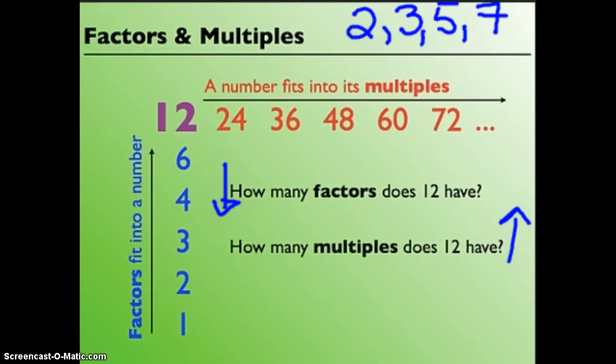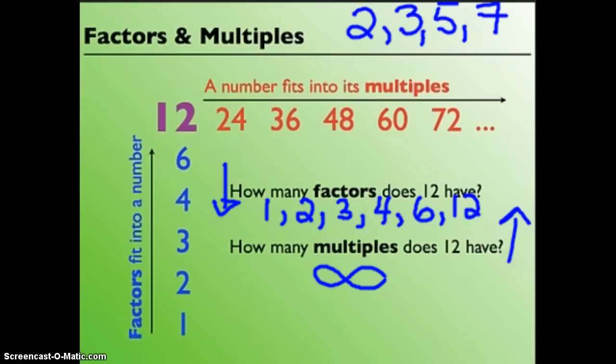So in the case of 12, we know that 1 is a factor. We know that 2 goes into 12. We know 3 goes into 12. We know 2 times 2 is 4, so 4. 3 times 4 is 12. 2 times 6 is 12. And then 1 times 12 is 12. So these would be the factors that go into 12. And then again, how many multiples does 12 have? It has an infinite number of multiples. Now let's go back to the lesson.